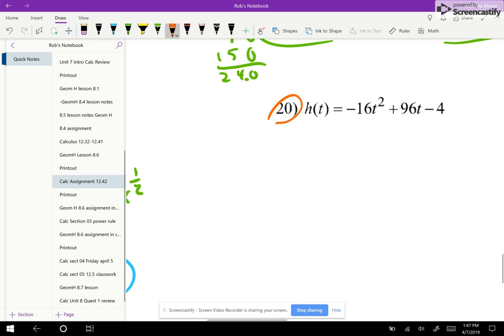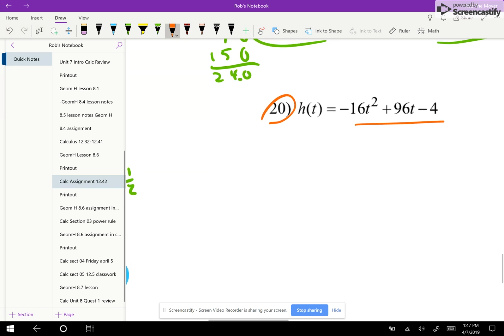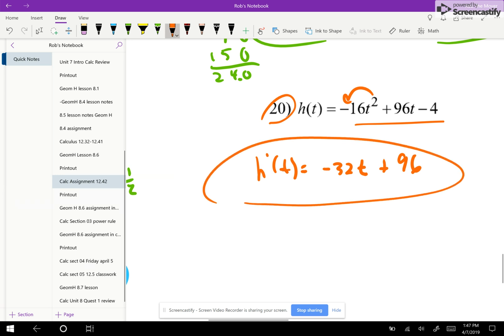Number 20. Looks like everything's set up there. I don't need to change anything. H prime of t is 2 multiplied by the -16 is -32 t to the first. And 96 is the coefficient of t to the first, so it's just going to be 96. Multiplied by 1 is 96 t to the 0, which is 1, so you don't need t anymore. That is your derivative of h.